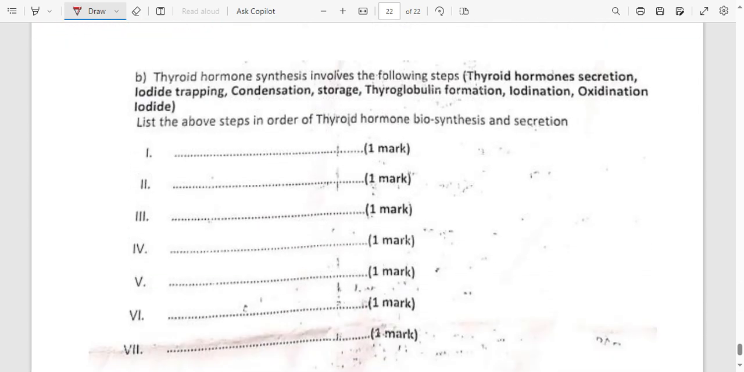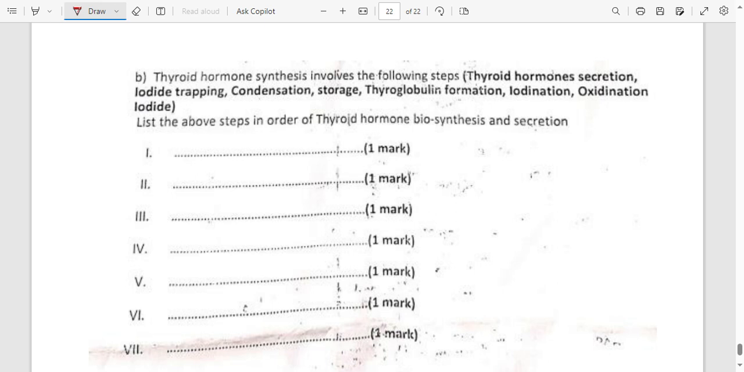Thyroid hormone synthesis involves the following steps: thyroid hormone secretion, iodine trapping, condensation, storage, thyroglobulin formation, iodination. Now I want to list these steps in order in the biosynthesis.